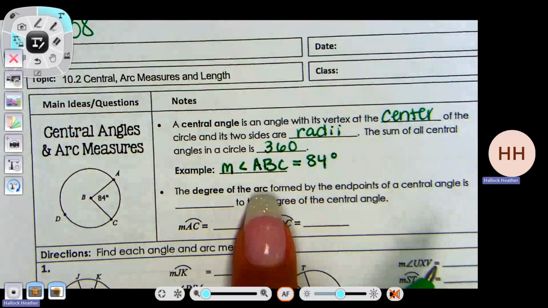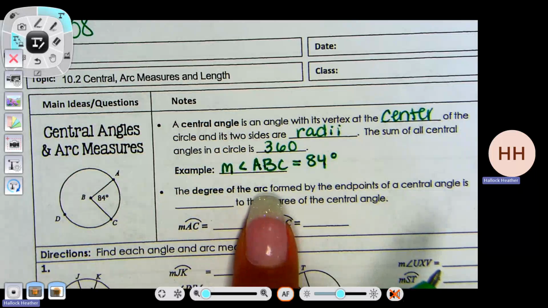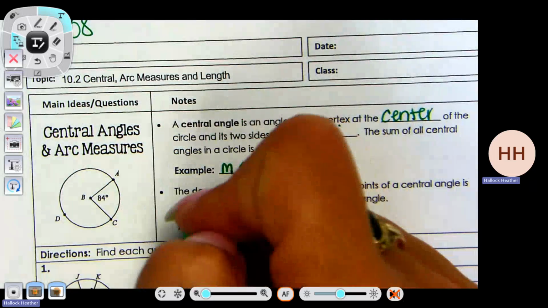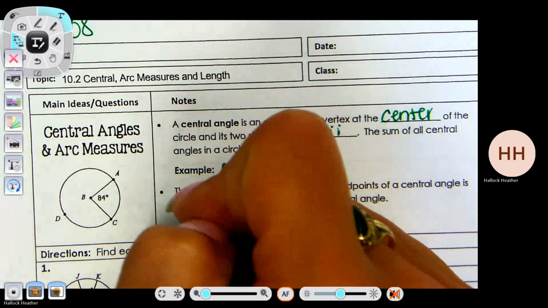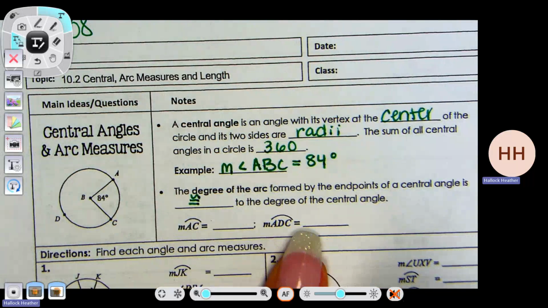The arc that's formed by that angle is called your minor arc or major arc, depending on the size of it. And this is congruent to the actual angle inside, to the central angle. So a minor arc uses 2 letters, a major arc uses 3 letters. Minor arc is less than 180. Major arc is bigger than 180, less than 360.